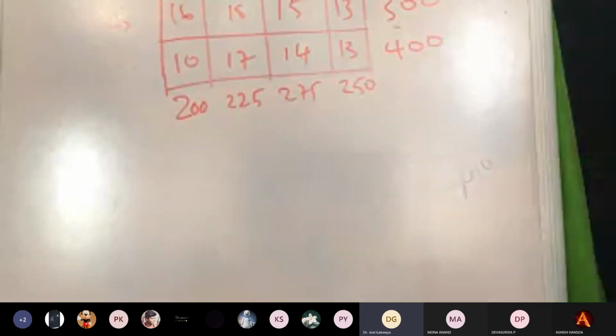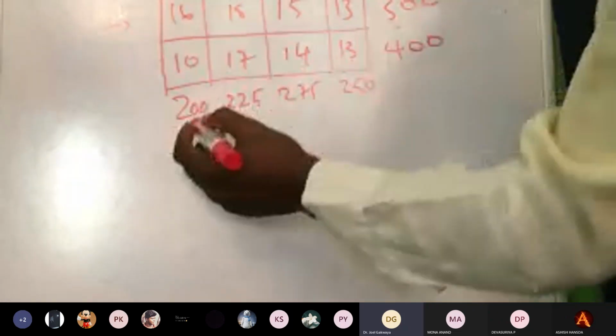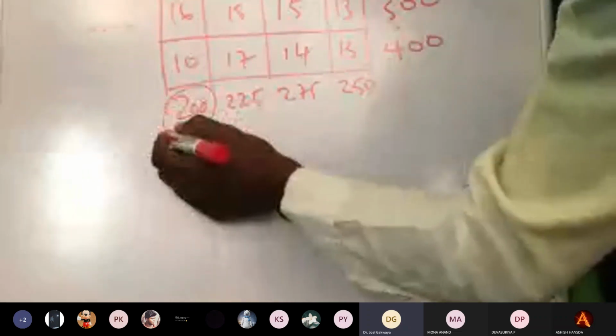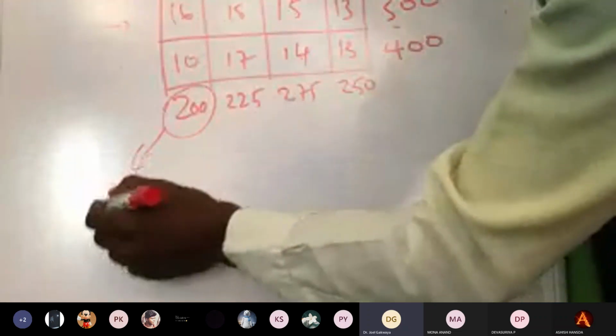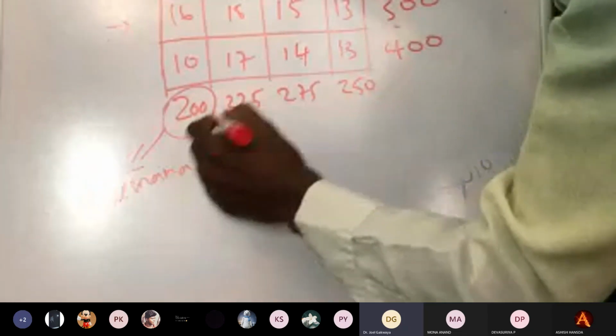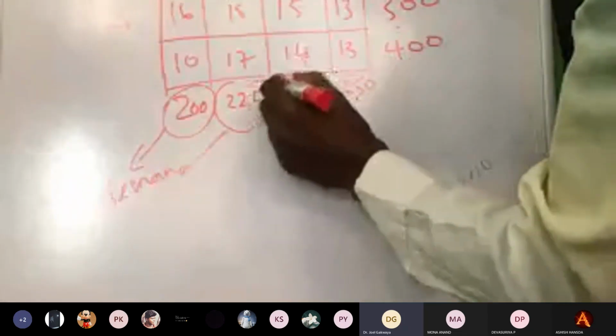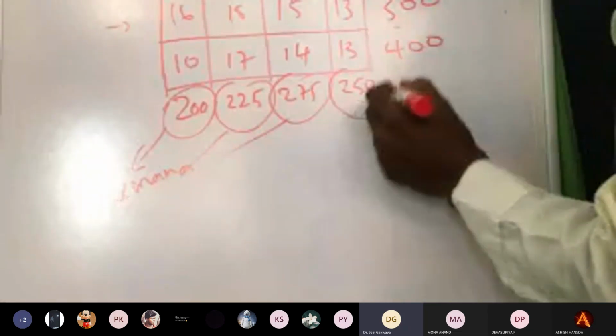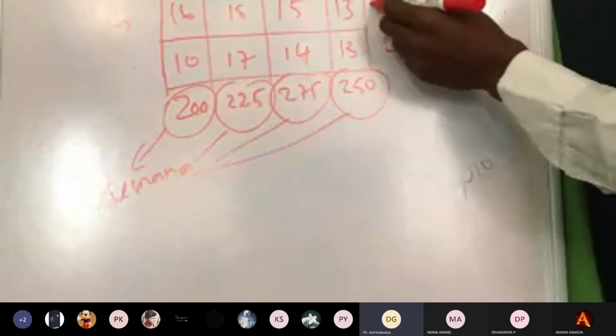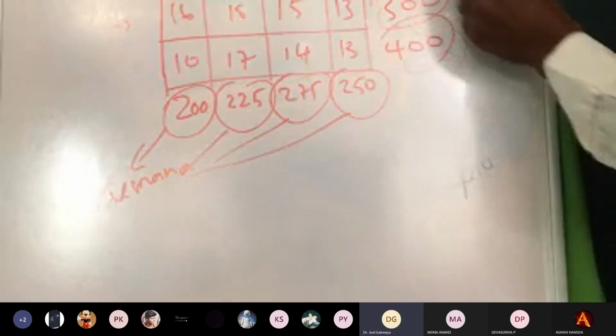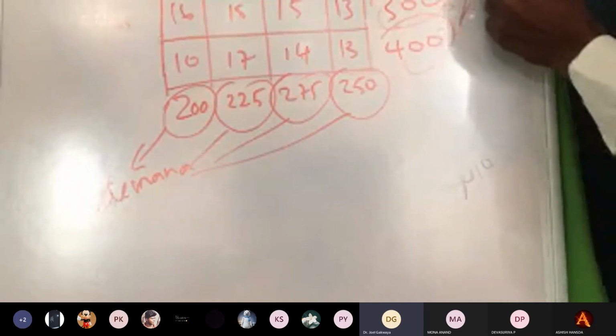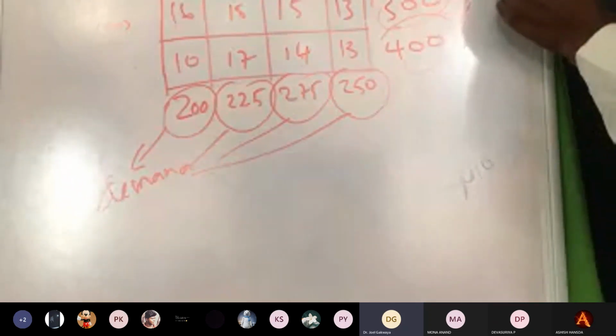What to do first? First, we are going to check what is this. What is a 200? 200 is a demand. These are the demands. This also is a demand. This also is a demand. This also is a demand. These, this one, this one, this one, are what? These are the supply.